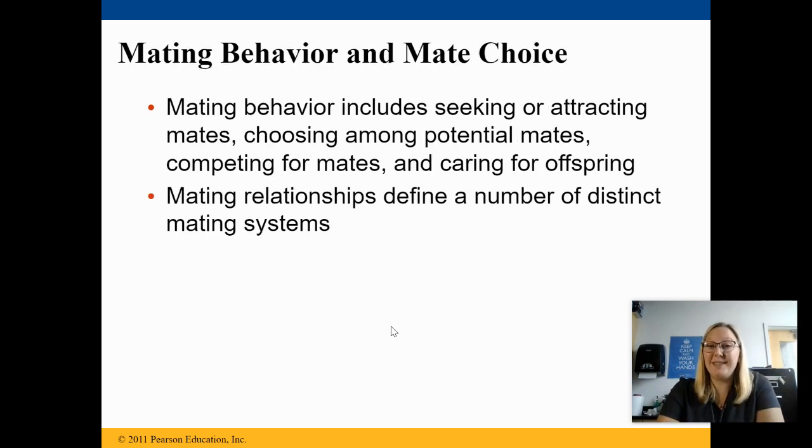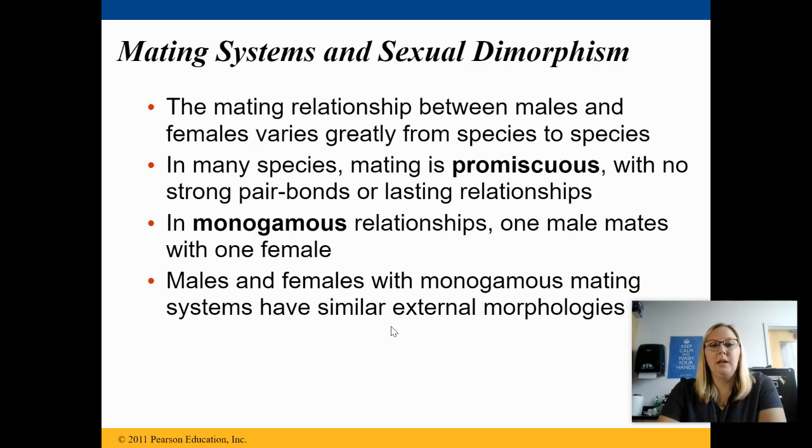Mating behavior includes seeking or attracting mates, choosing among potential mates, competing for mates, and then caring for offspring. Mating relationships define a number of distinct mating systems. A mating system between males and females can vary greatly between species. In many species, mating is promiscuous, with no strong pair bonds or lasting relationships. Each mating season, these animals will have a different mate.